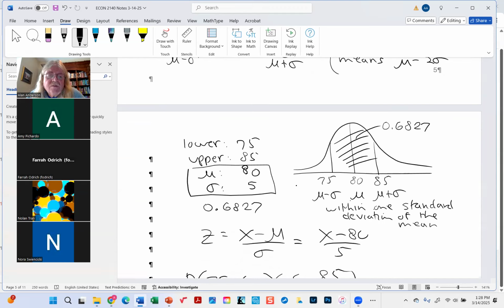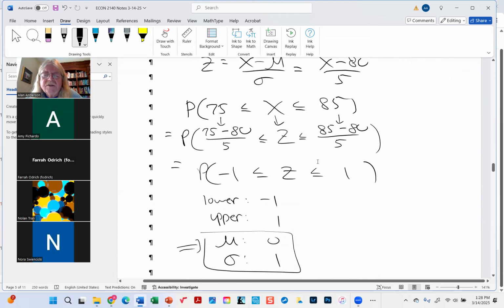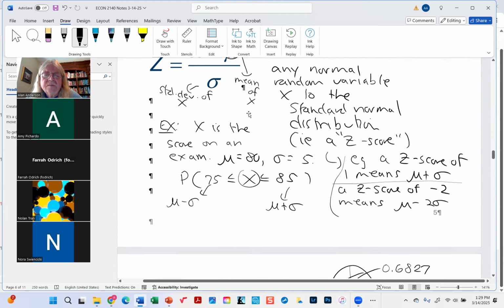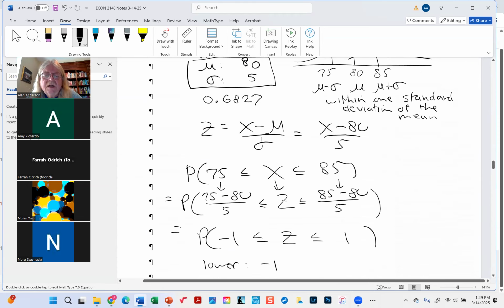So this we already could have done without even doing the numbers, because this is the equivalent of, let me just show you quickly. If I applied this formula to each of the terms in this interval, then you can see that asking the probability that X is between 75 and 85 is equivalent to asking what is the probability that Z is within -1 to +1.